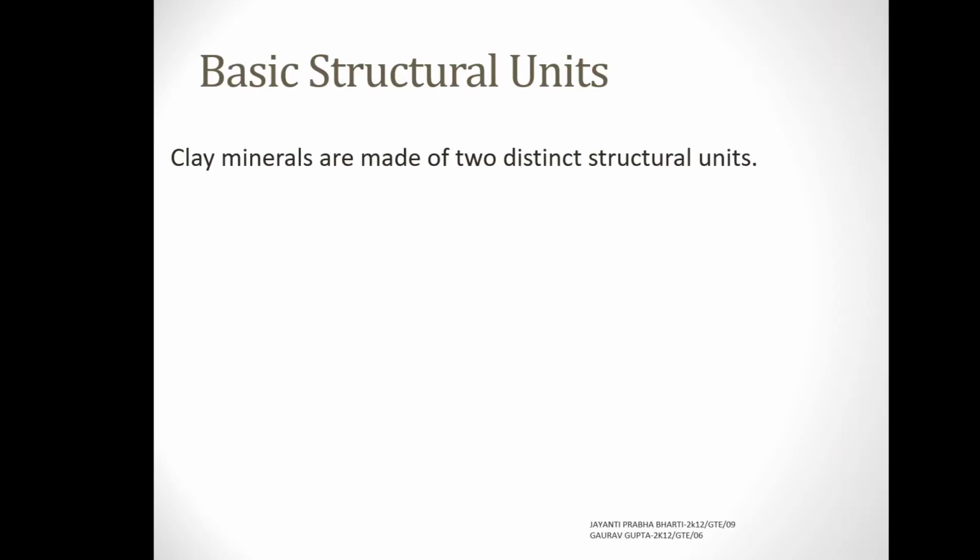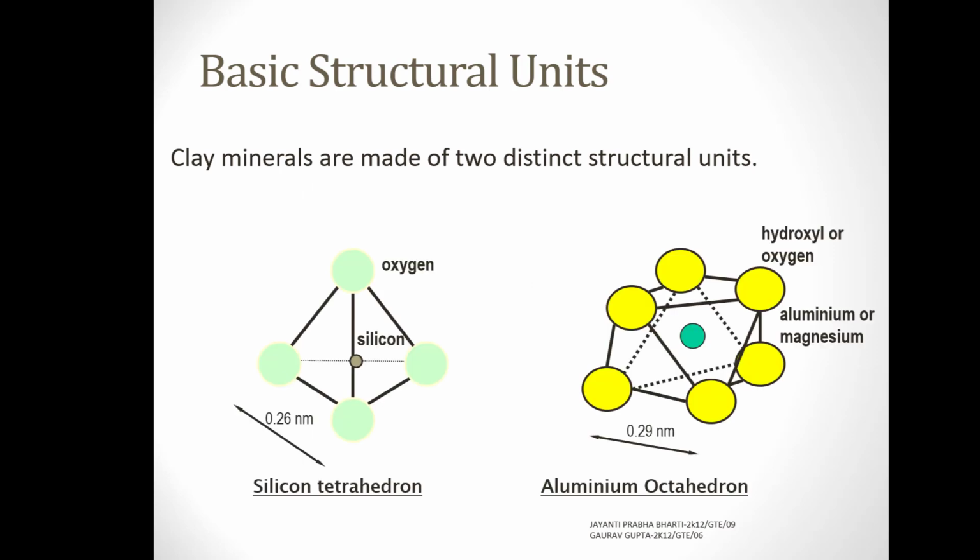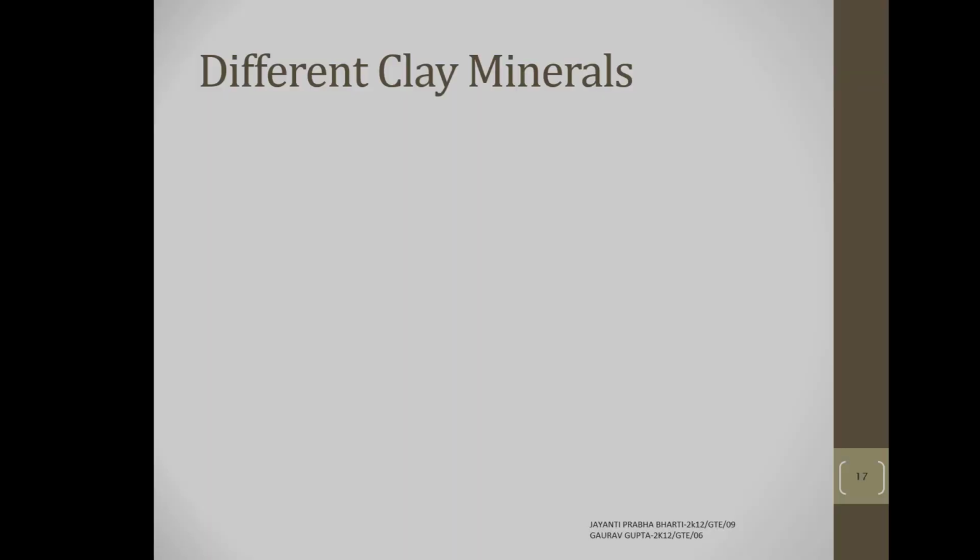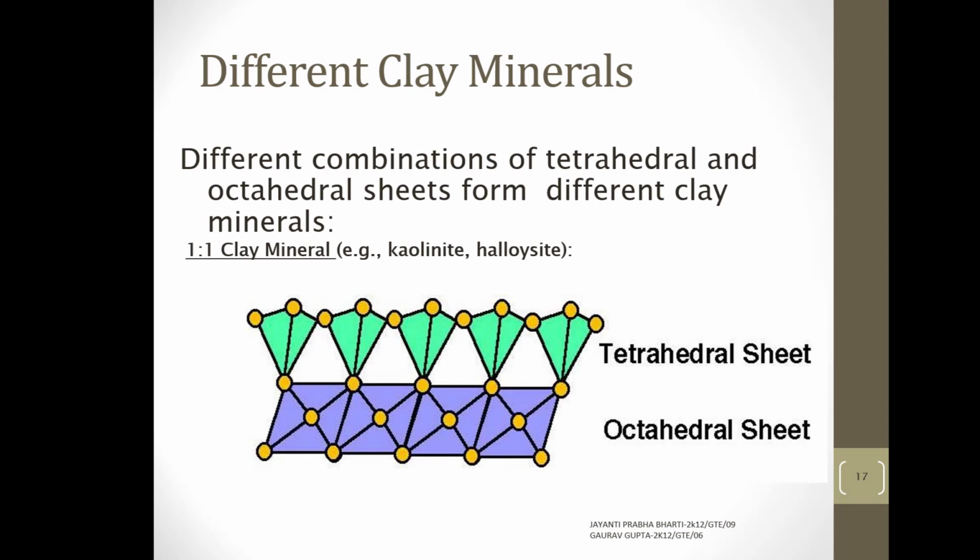So the basic structural units for clay minerals are silicon tetrahedron and aluminum octahedron. So in a 1-to-1 clay mineral, they have one sheet that's tetrahedral and one sheet that's octahedral. So 1-to-1.